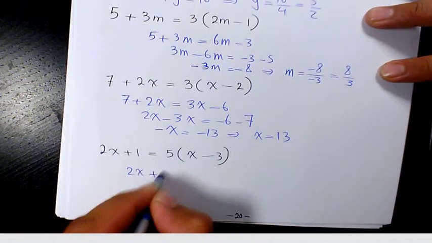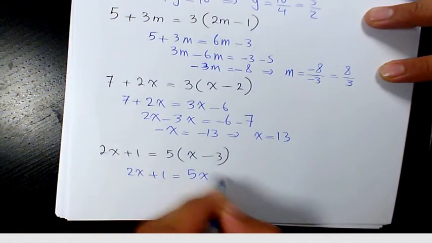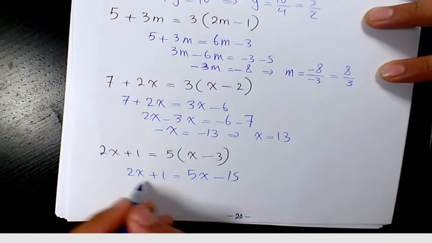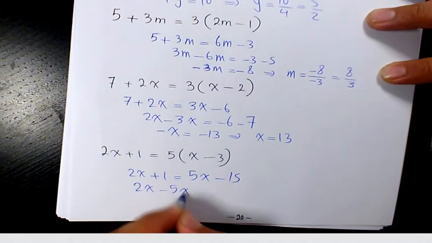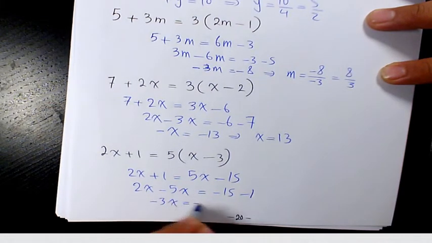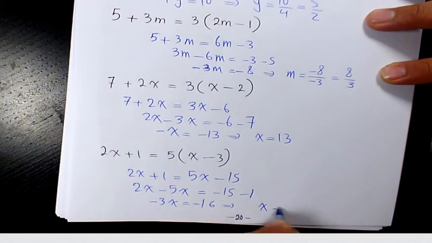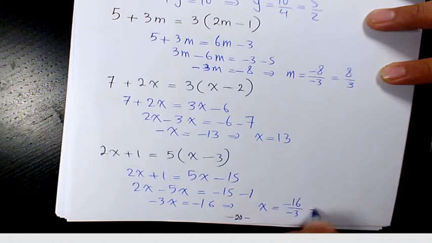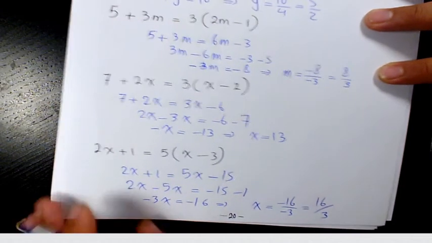2x plus 1 equals 5 times x, 5x minus 5 times 3, 15. So 2x minus 5x equals negative 15 minus 1. So negative 3x equals negative 16. So x will be negative 16 over negative 3, 16 over 3.